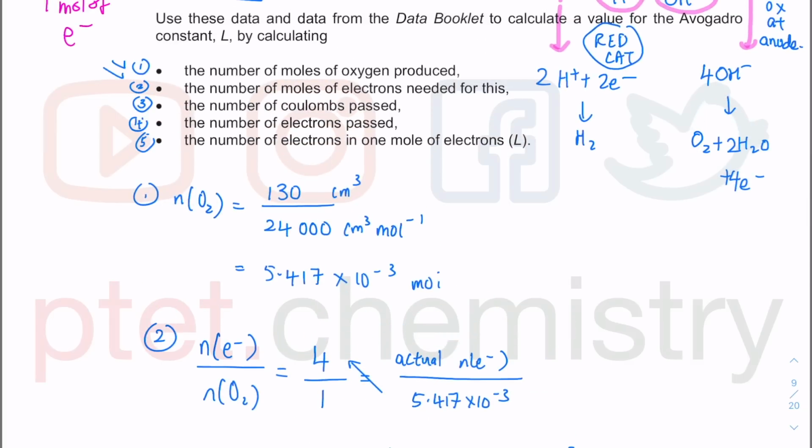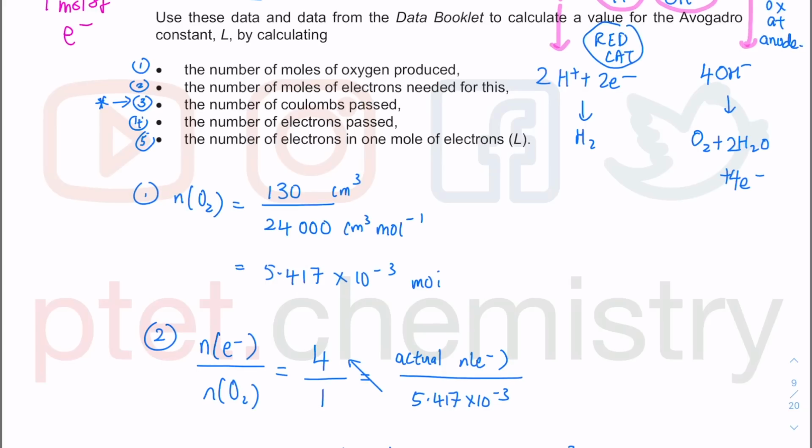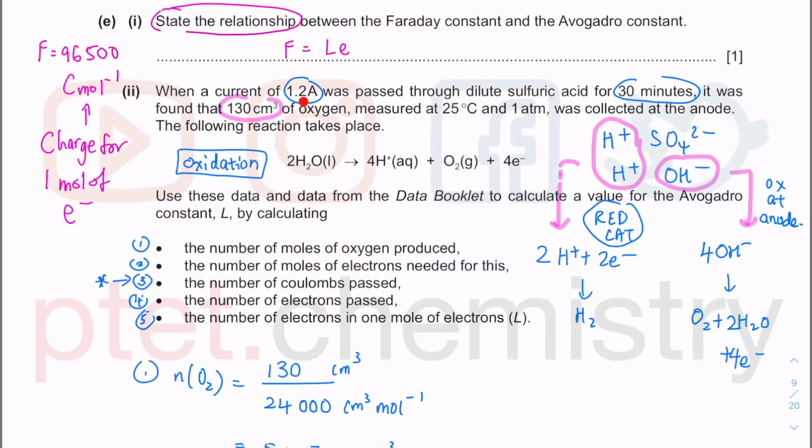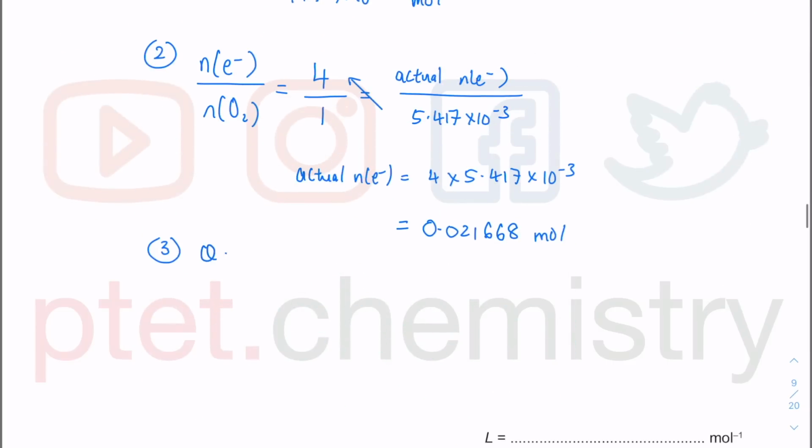So now I need to find the number of coulomb passed. This depends on the question. You pass 1.2 amperes over 30 minutes, so we know Q equals I times T, where T is to be in seconds. So Q is 1.2 amperes multiplied by 30 minutes, converted into seconds by multiplying by 60. So 1.2 times 30 times 60, I get 2160 coulomb. So this much mole of electrons is for 2160 coulomb altogether.